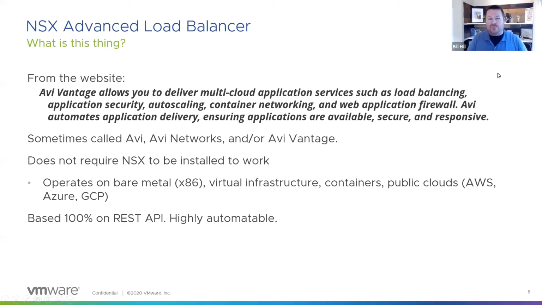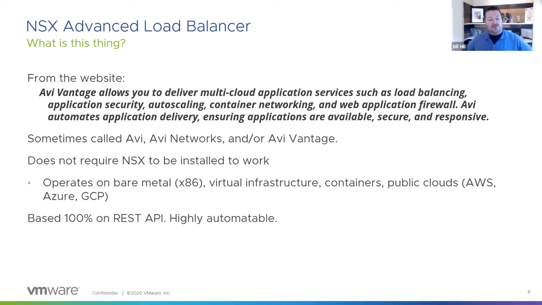So what is this thing? If you go to the website, it's going to tell you Avi Vantage allows you to deliver multi-cloud application services such as load balancing, application security, auto scaling, container networking, and web application firewall. That's a lot, right? It automates application delivery, ensuring applications are available, secure, and responsive. If you're on the Avi sales team, you have to have that memorized, I'm pretty sure.